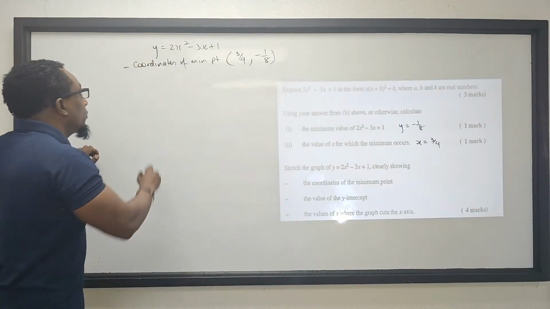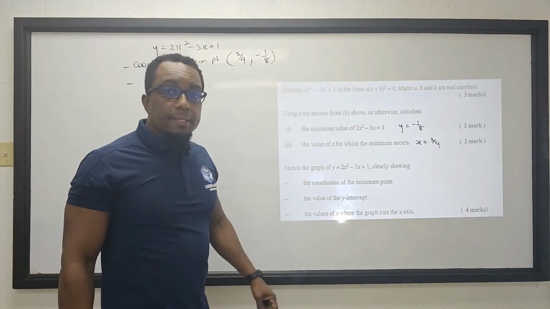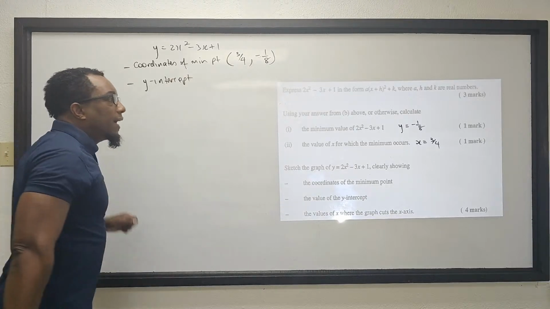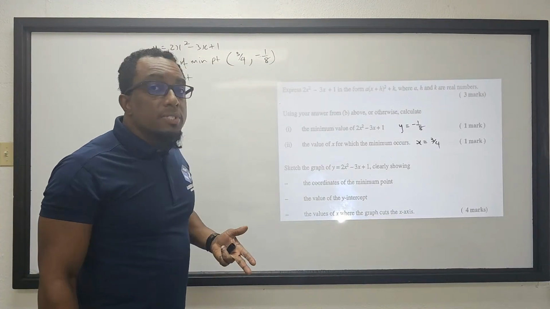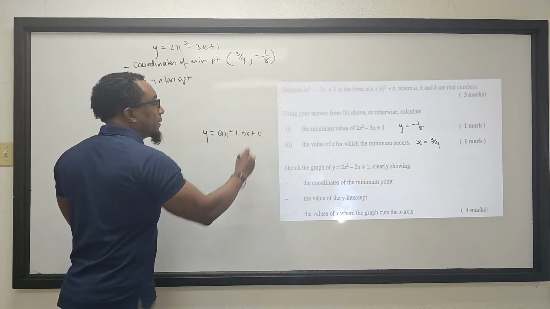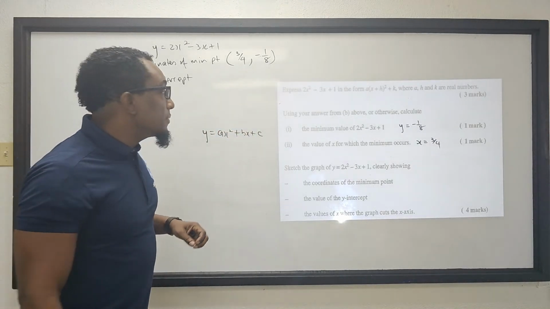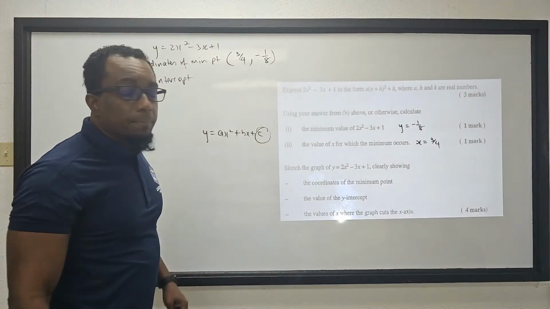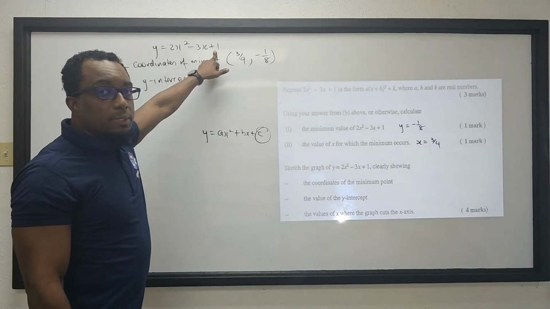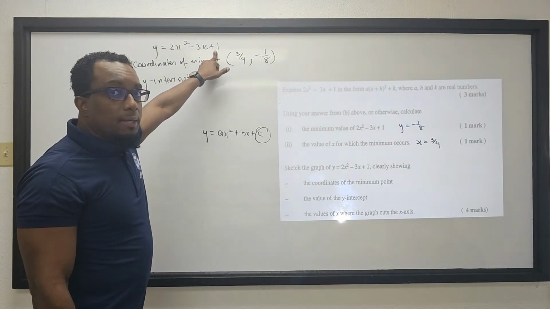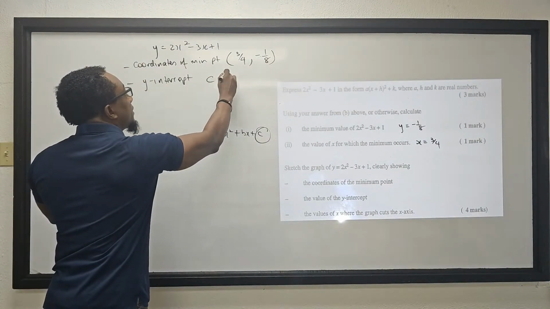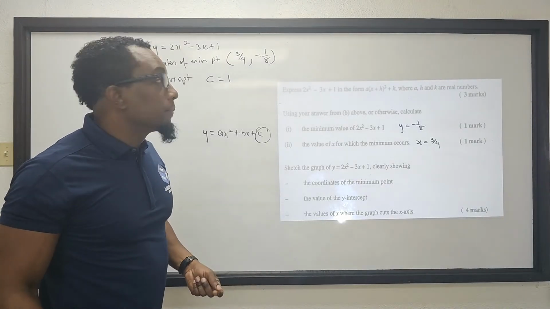Then they want the value of the y-intercept. The y-intercept is always c. So if you have a quadratic function, y is equal to ax squared plus bx plus c, the y-intercept is always c from the function. So in this case, our function is y is equal to 2x squared minus 3x plus 1. So c, the y-intercept, will be 1. So the y-intercept, c is equal to 1. So we have that value already.